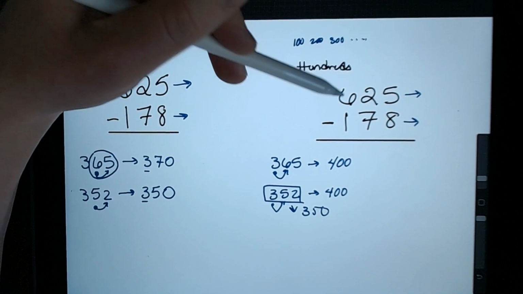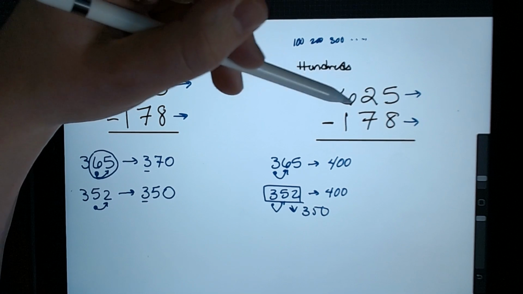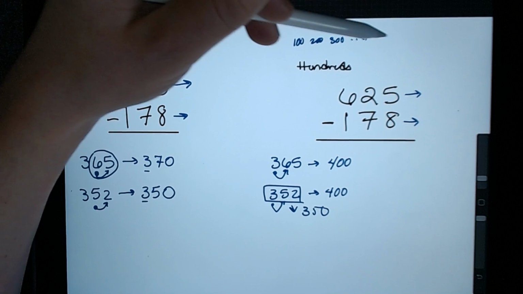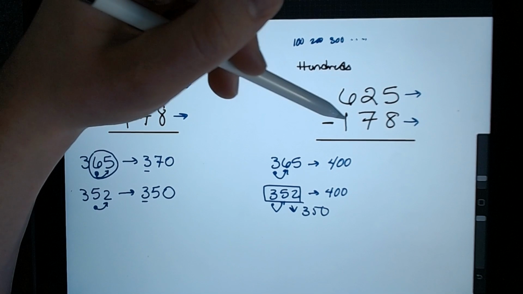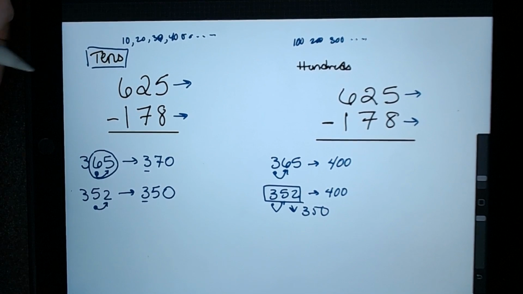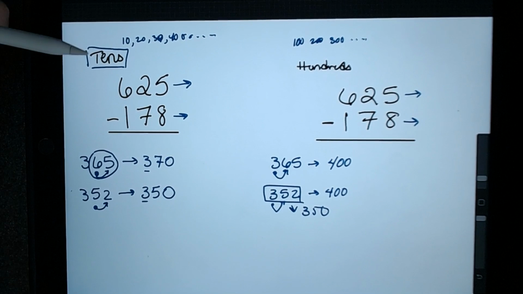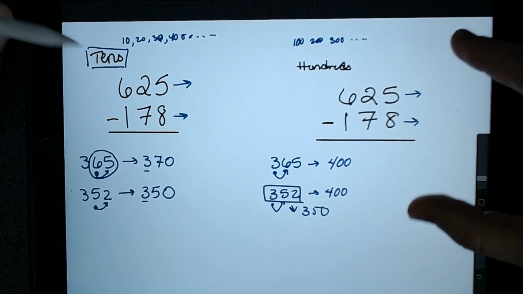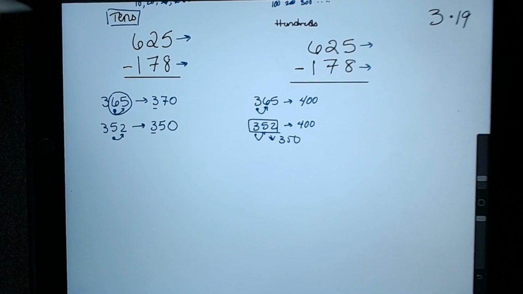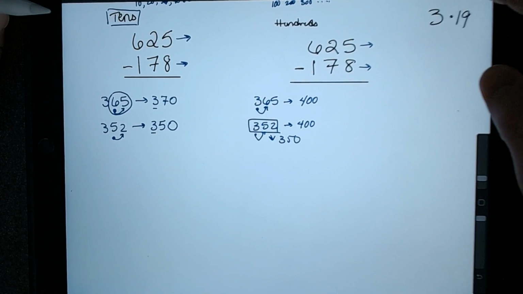Okay, 625, what's the nearest 100? 100, 200, 300, 400, 500, all the way up. Okay, and then same thing with 178. You might get different answers. You might get the same answers for both of these. I'm not sure. I didn't test these out ahead of time. I guess I should have. Okay, that's your arithmetic for the day.